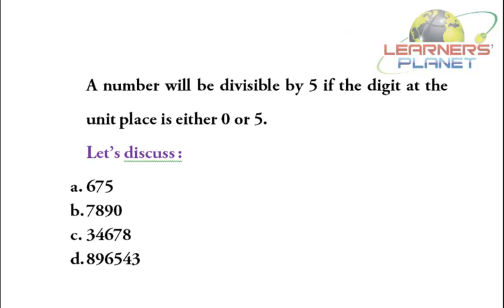Now let's see the divisibility test of 5. A number will be divisible by 5 if the digit at the unit place is either 0 or 5. It is but obvious. We know this rule already. So here let's discuss some of the cases. Here we are having 5 at the units place, hence this number is divisible by 5. In this case we are having 0. So still again this number is also divisible by 5.